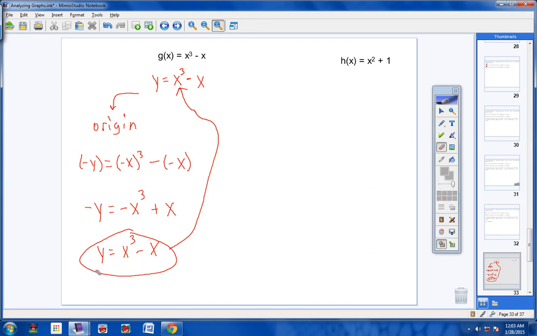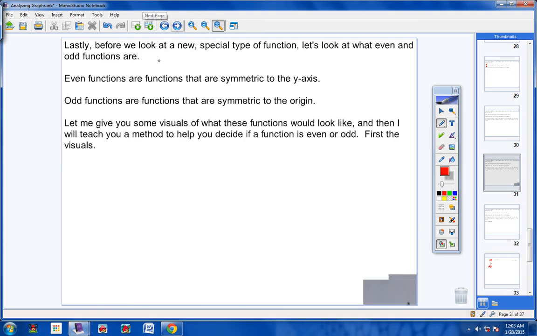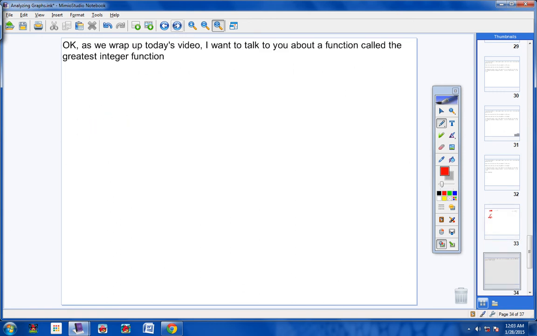Now we also might, so what do we call, I better back up. So what do we call that? We say this function is odd. Remember the definitions I gave you? Let's go back a page. Odd functions are functions that are symmetric to the origin. Now this graph could also be symmetric to the y-axis, possibly so. Let's see what we have here, okay?